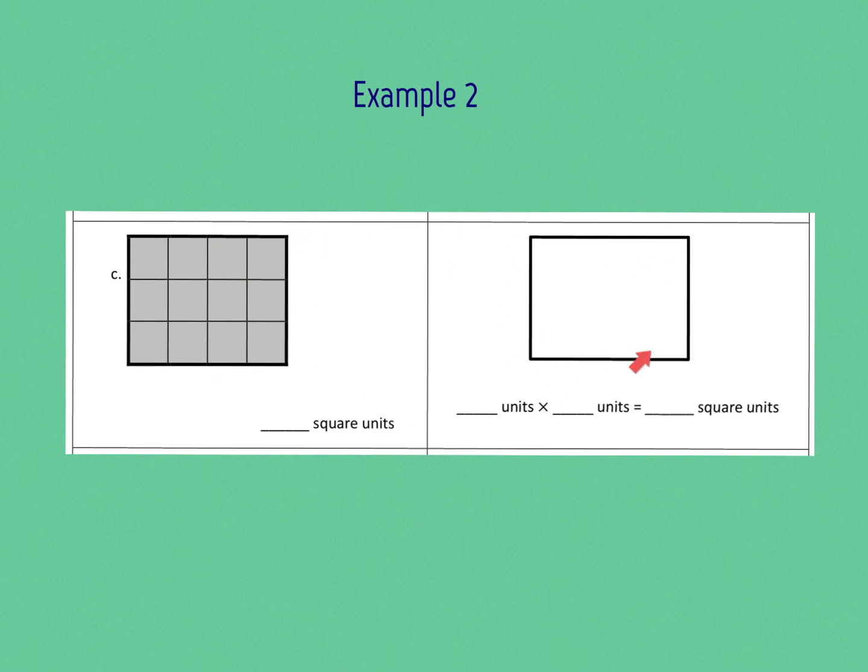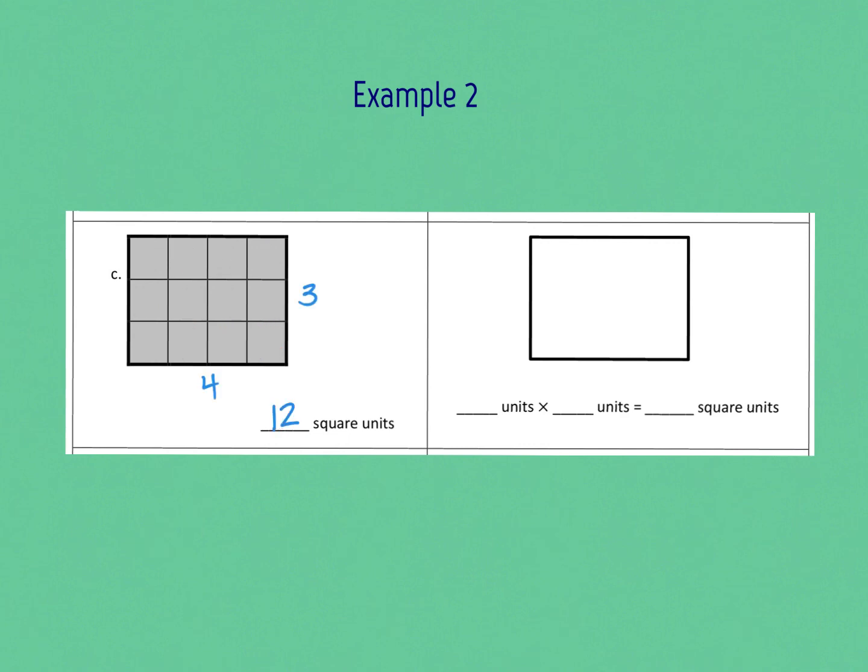Our next question is to find the area of each of these rectangles, and we see that these are equal rectangles. They are the same size. So the first way we can do it is by counting each box. So let's count. 1, 2, 3, 4, 5, 6, 7, 8, 9, 10, 11, 12. So there are 12 square units in this rectangle.